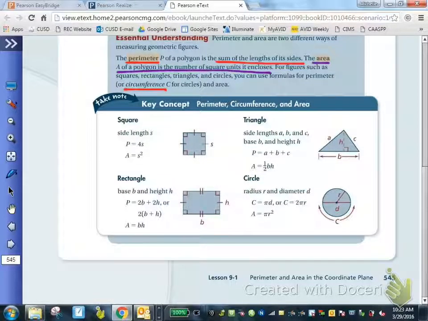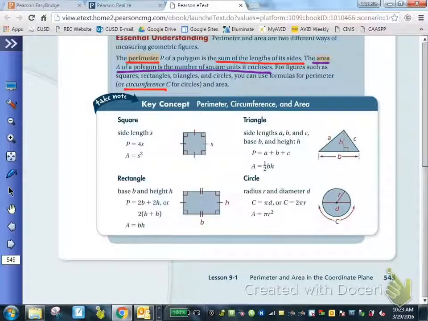Here are formulas you must have memorized. So you need to make sure that you have these memorized because they will not be given to you on an exam. On the Smarter Balance test, you have to know what they are. So that's why I suggest you highlight them.